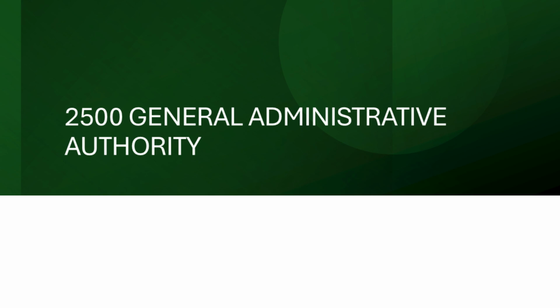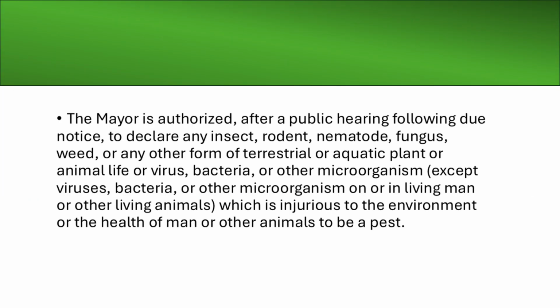2500. General Administrative Authority. The mayor is authorized, after a public hearing following due notice, to declare any insect, rodent, nematode, fungus, weed, or any other form of terrestrial or aquatic plant or animal life or virus, bacteria, or other microorganism, except viruses, bacteria, or other microorganism on or in living man or other living animals, which is injurious to the environment or the health of man or other animals to be a pest.